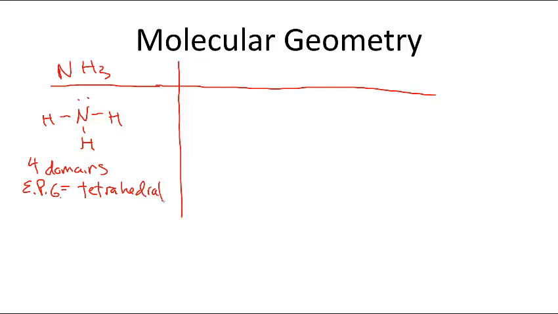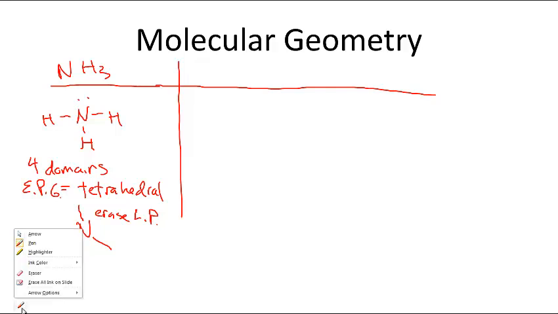So I start with my nitrogen in the middle. And tetrahedral looks like this, right? So that's what the tetrahedral shape looks like. One going in, one coming out, 2 on the plane, all about 109 degrees apart from each other. But one of these is going to be a lone pair. So now I just erase the lone pair. And I have my molecular geometry.